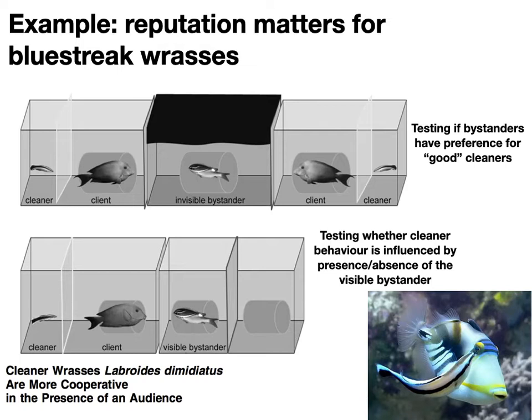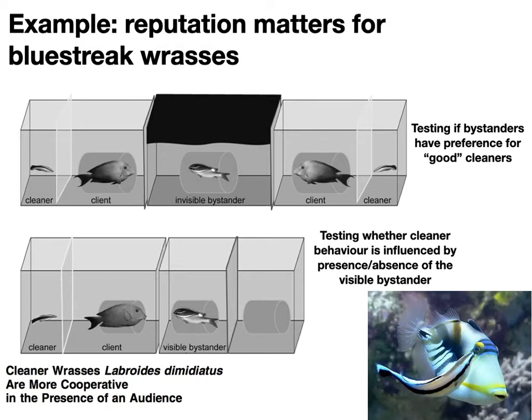Okay, and so the question in that first experiment was, would the bystander prefer to go over to the cleaner that had done a better job, that had been nicer to the client? Would the bystander go to the left or to the right? Would it choose the side where the cleaner was nicer? And they found that indeed the bystander could perceive how good a job the cleaner did and whether the cleaner took some exploitative bites of the client, and the bystander would go to the side where the cleaner had taken fewer of these exploitative bites.